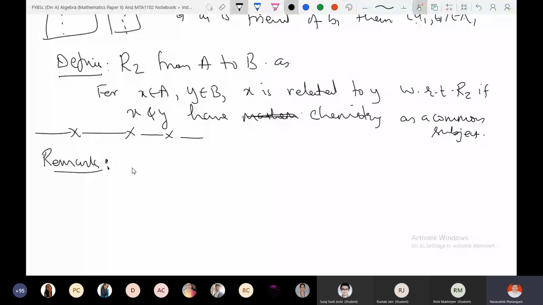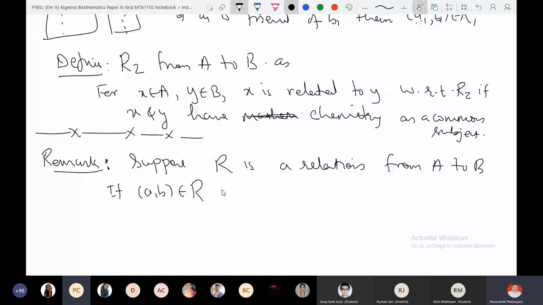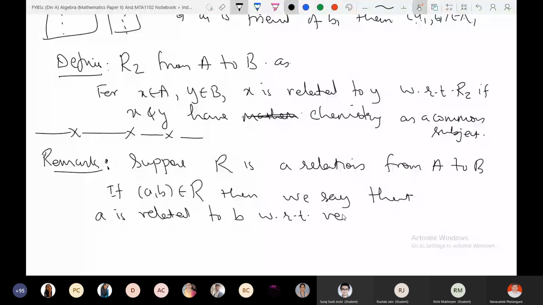Suppose R is a relation from set A to set B. So if the pair (A, B) is in R, then we say that A is related to B with respect to relation R. That means a is in relation with B with respect to this relation.